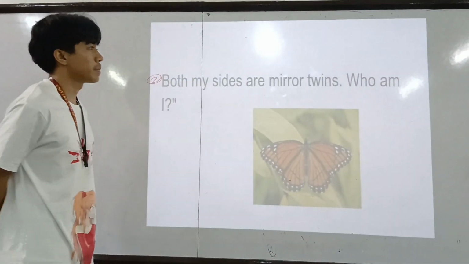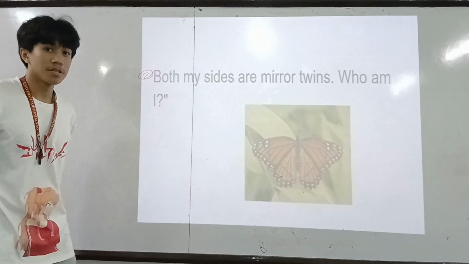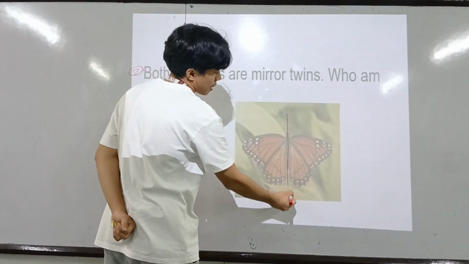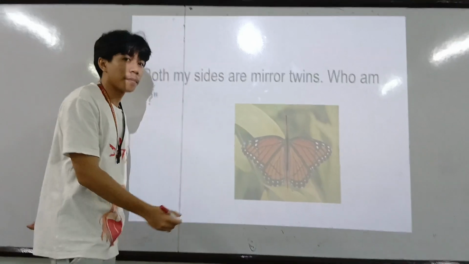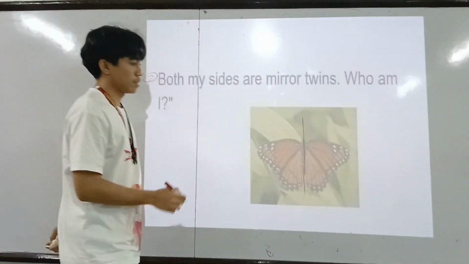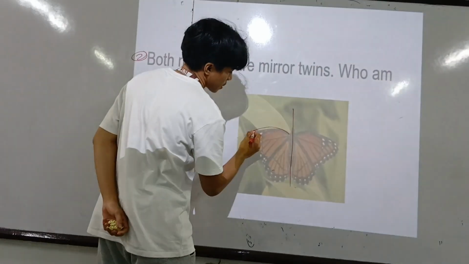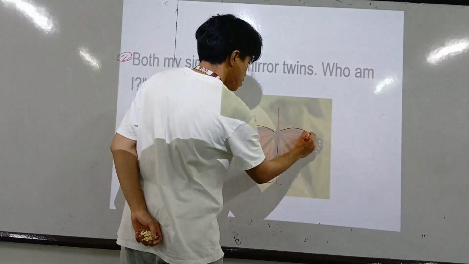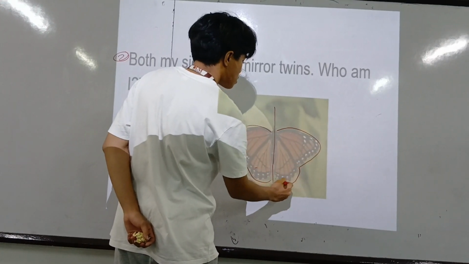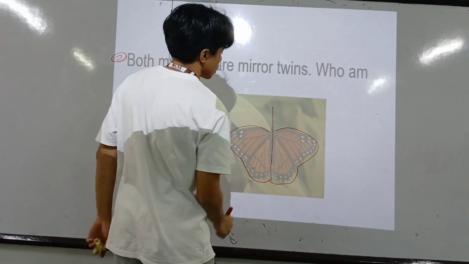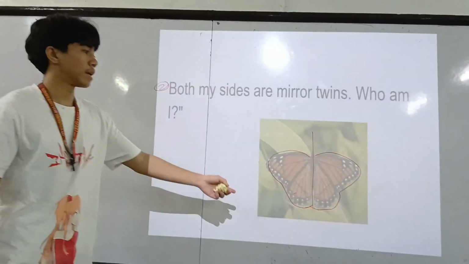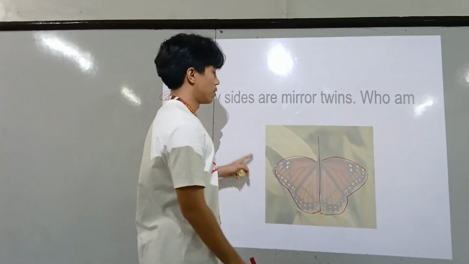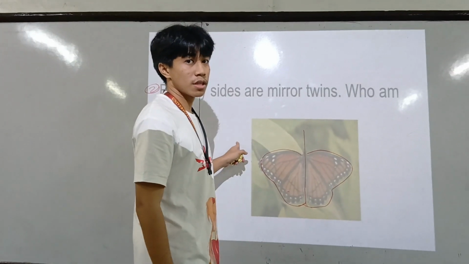Both sides are mirror planes co-aligned. As you can see in the picture, I have a mirror-like butterfly. As you can see in a mirror-like shape, most likely this will be reflectional or reflection symmetry.